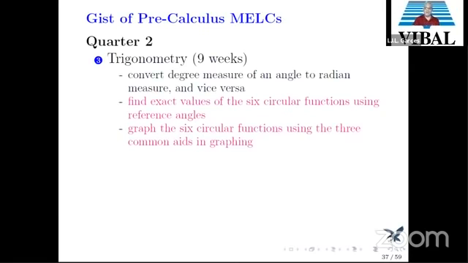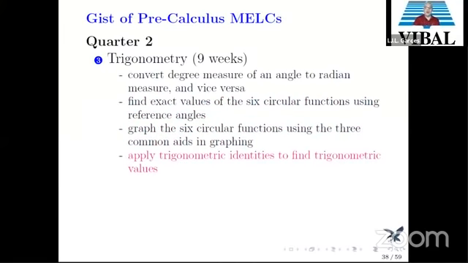Okay. Then of course we need to graph the circular functions so that they will be familiar in graphing. This will be the usual aids, for example the amplitude, the period, the phase shift, and so on. So these are the three common aids in graphing trigonometric functions or circular functions. Now here, look at this. We are now shifting to trigonometric functions, the common ones. We now have to apply trigonometric identities to find trigonometric values.